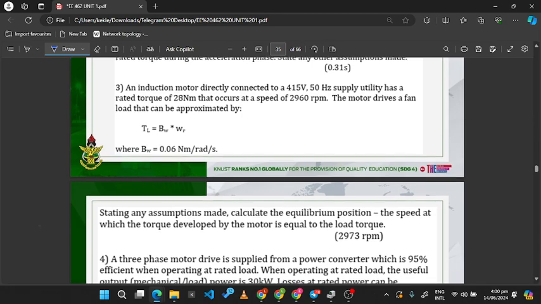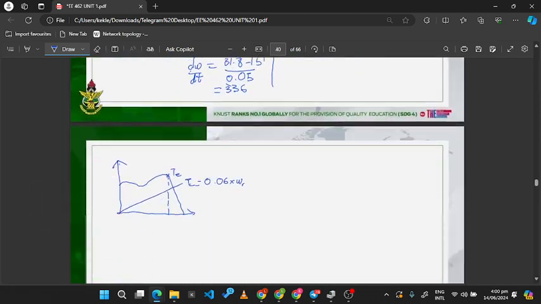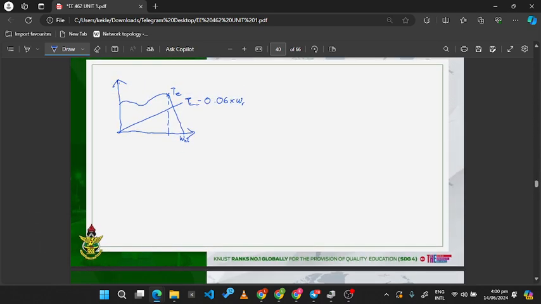Torque is 28 Newton meters. So we've been given both the rated torque and speed, which will be the full load torque and the full load speed. The full load torque, T full load, was given as 28 Newton meters, and the full load speed was 2960 RPM, which we can convert.